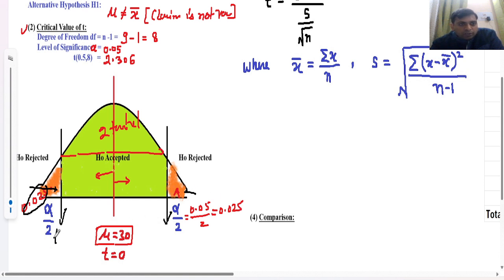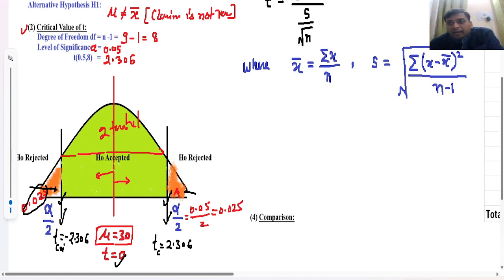So this is called t critical, and the t critical value at this location is minus 2.306, because at the center t equals 0, on the left-hand side it is negative, and on the right-hand side t critical equals positive 2.306. This is the location of the critical value.